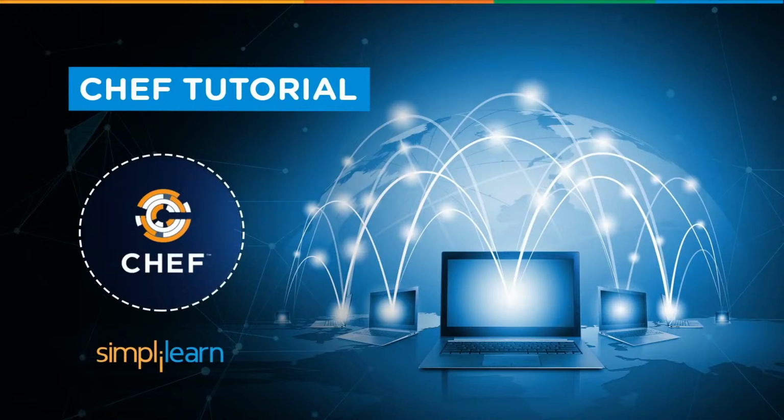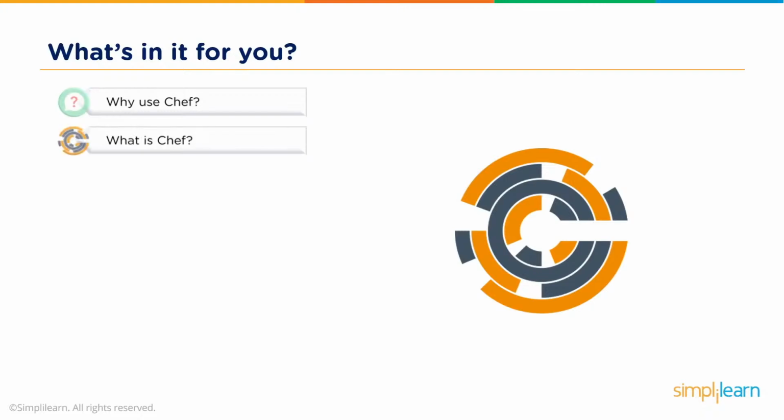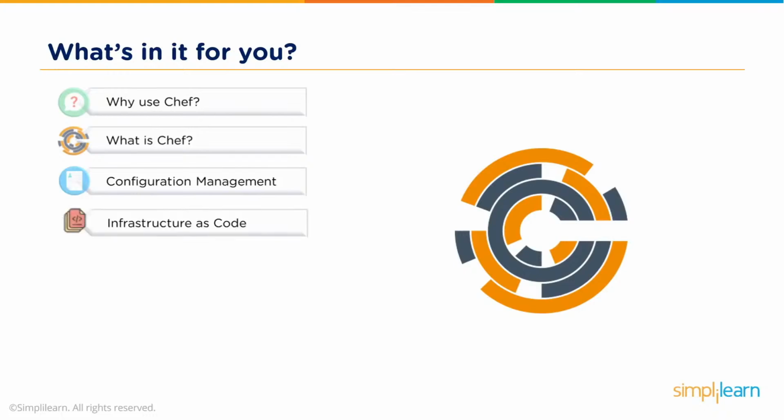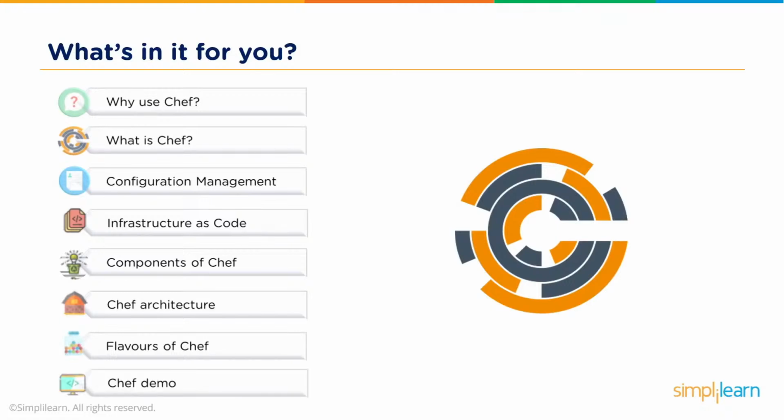If you look at the DevOps approach or the DevOps lifecycle, you will see that Chef falls under operations and deployment. So before we begin, let's have a brief look at all that you'll learn today. First, we'll get to know why we should use Chef and what exactly Chef is. Two of the most common terms used with Chef, configuration management and infrastructure as code. We'll have a brief look at these. We'll also have a look at the components of Chef and the Chef architecture, quickly go through the various flavors of Chef, and finally we'll wrap it up with a demo on the installation of Apache on our nodes.